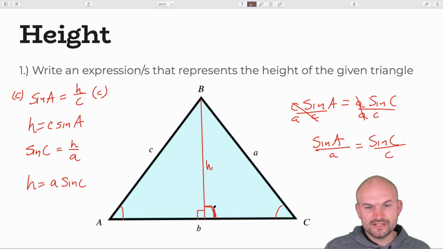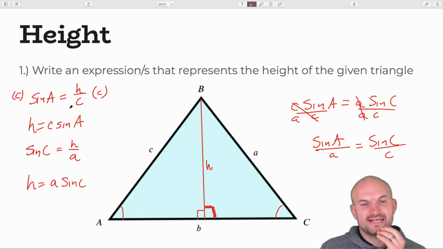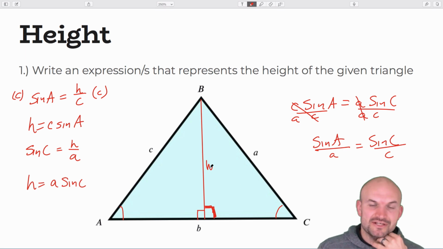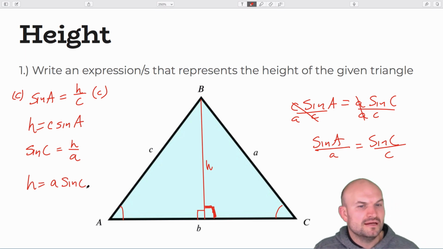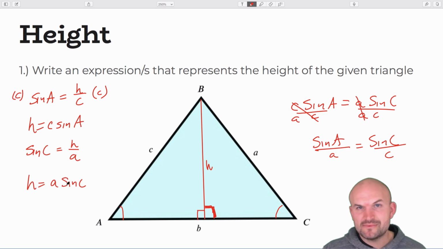So from there, what I can do is write a trigonometric ratio. I can say the sine of A is height over opposite, and therefore I can solve for H. I could also say over here in this triangle, the sine of C is opposite over hypotenuse. I'm saying the H. H is height, not hypotenuse. So opposite over hypotenuse, and I could solve for H as well. So what we did is we recognized here that H is equal to C times sine of A, as well as A times sine of C.